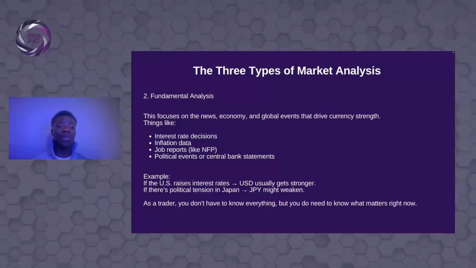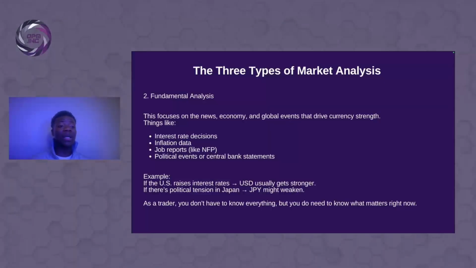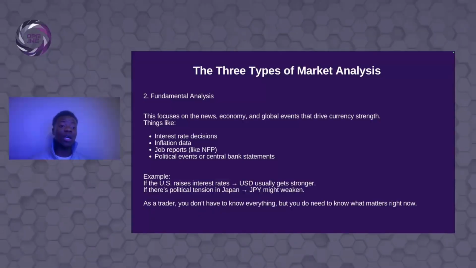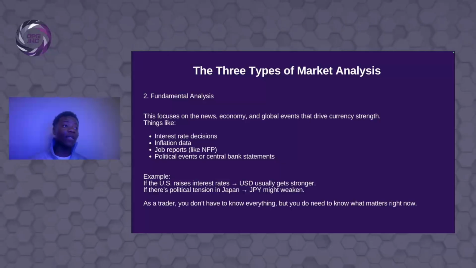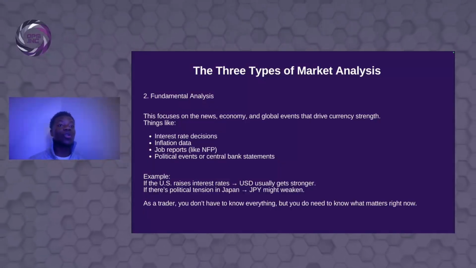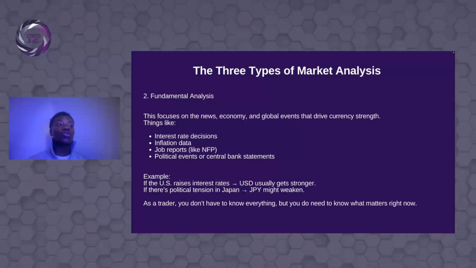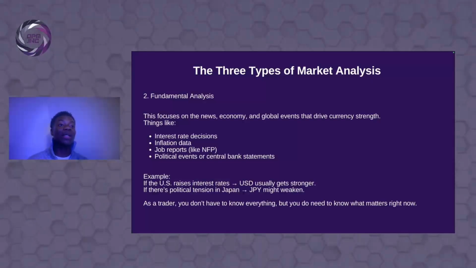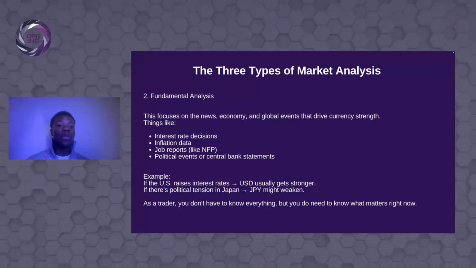You've got things like NFP, which is on the red folder list, and even sometimes interest rates. When the Fed chair, like let's say for instance Powell, is speaking, we know that those are red folder events. For example, if the US raises interest rates, USD usually gets stronger. If there's political tension in Japan, then JPY might weaken.